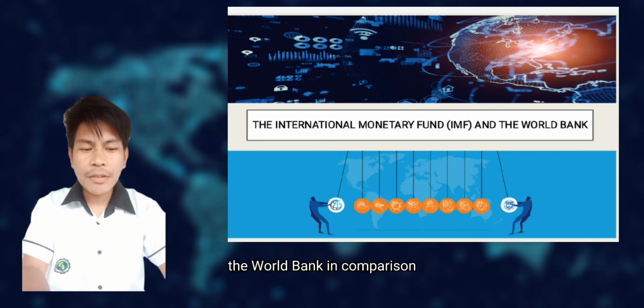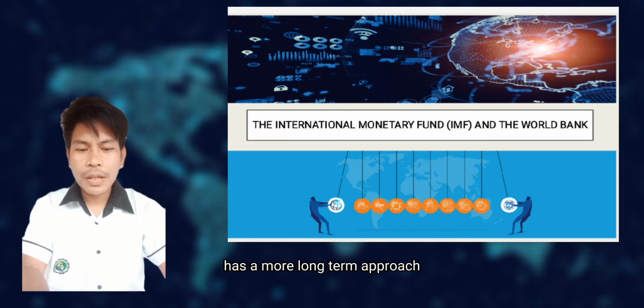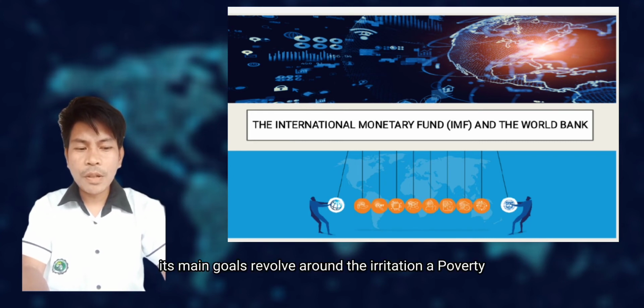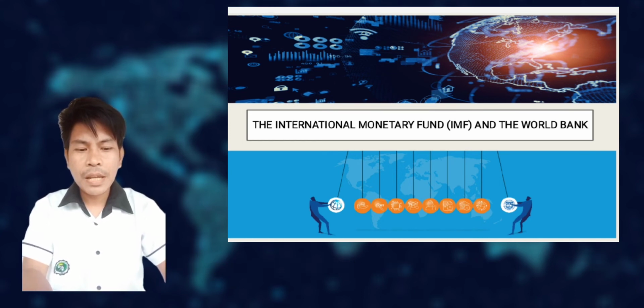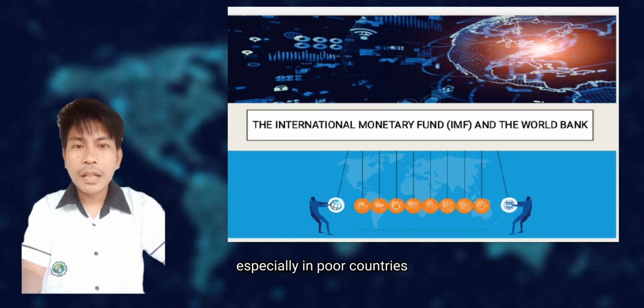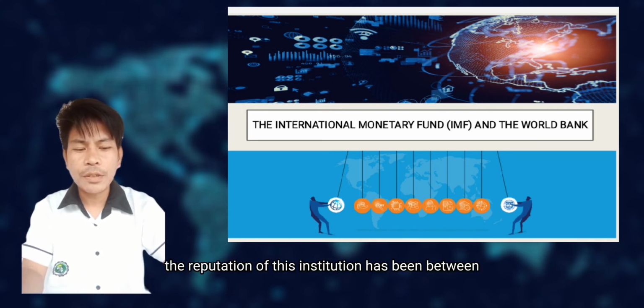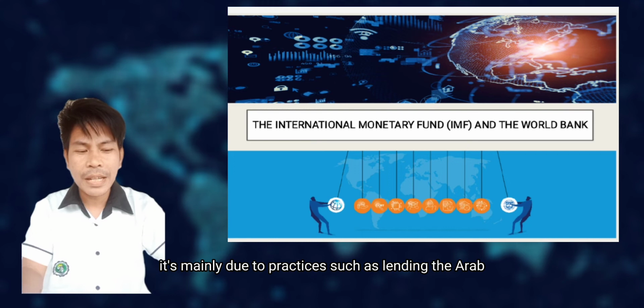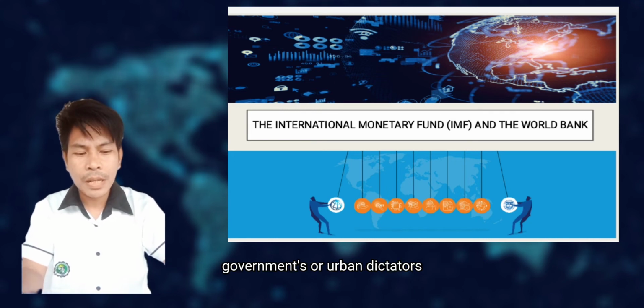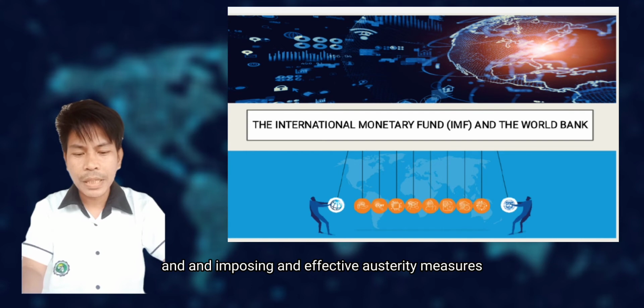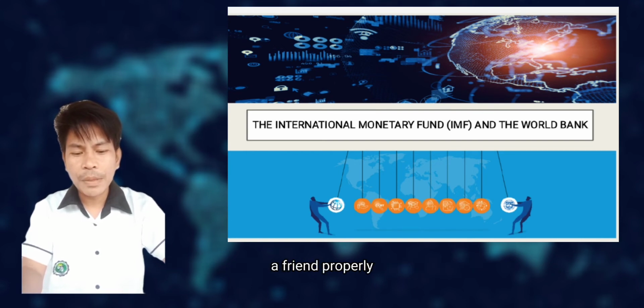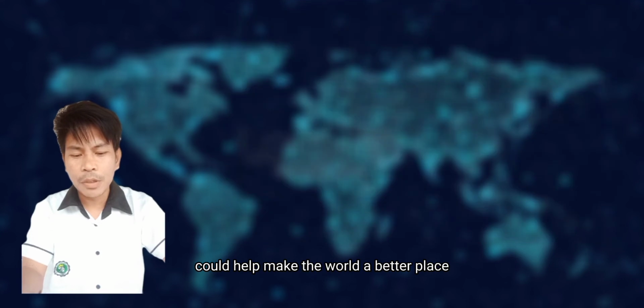The World Bank, in comparison, has a more long-term approach. Its main goals revolve around the eradication of poverty, and its funds go to specific projects that help reach these goals, especially in poor countries. Unfortunately, the reputation of this institution has been tarnished. It's mainly due to practices such as lending to corrupt governments or even dictators, and imposing ineffective austerity measures to get their money back. If run properly, however, they definitely could help make the world a better place.